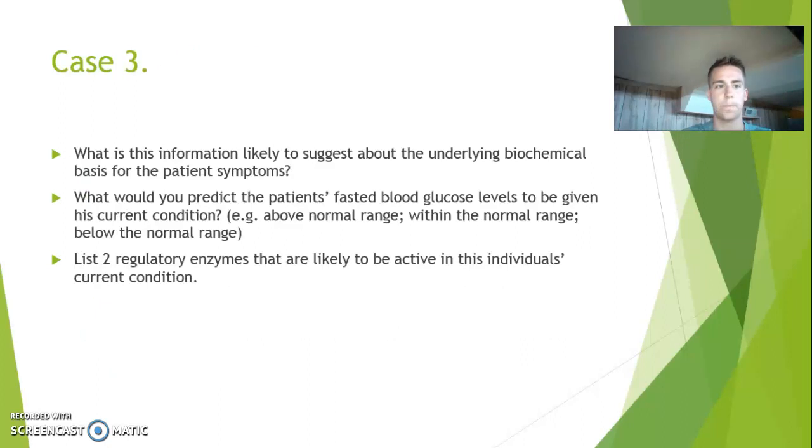Okay, so moving on to case 3. You have a patient basically presenting themselves with certain symptoms, which I'll review in a second. And the first question is asking about these symptoms and what might be the biochemical basis for these symptoms. Based off of this, what would I expect the patient's fasted glucose levels to be given his current condition? Fasted meaning he has not had a glucose load, which is shown in the report given with the case. And then which two regulatory enzymes are likely to be active in this individual's current condition.